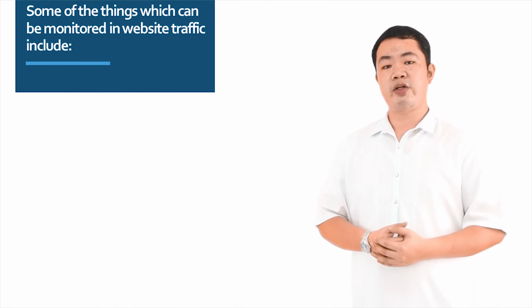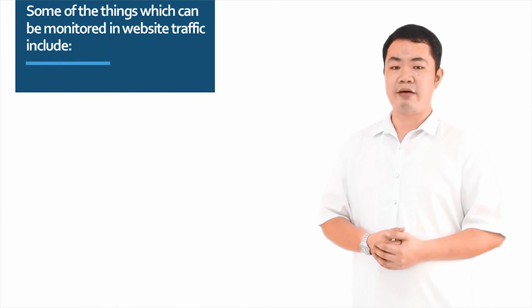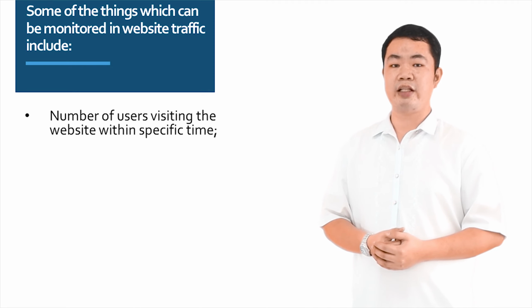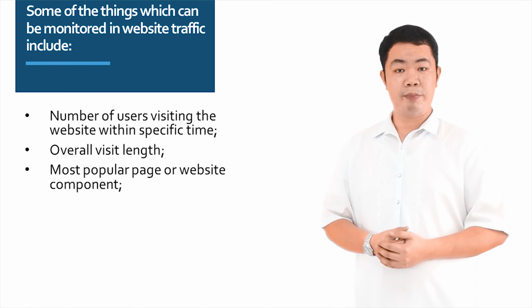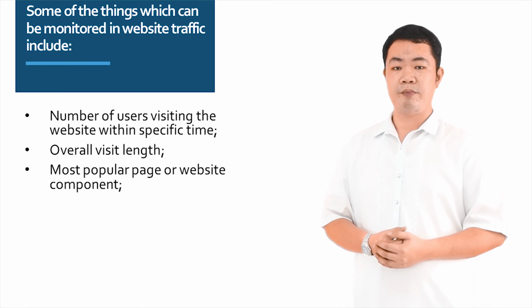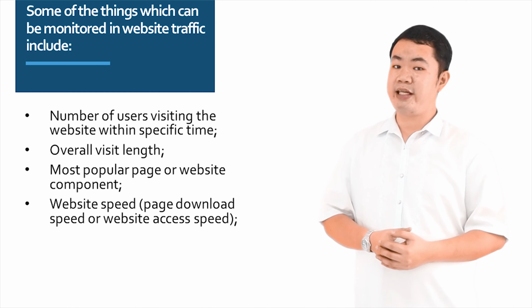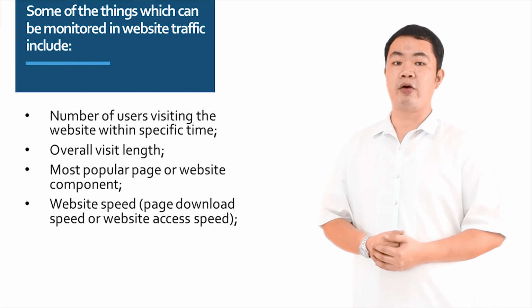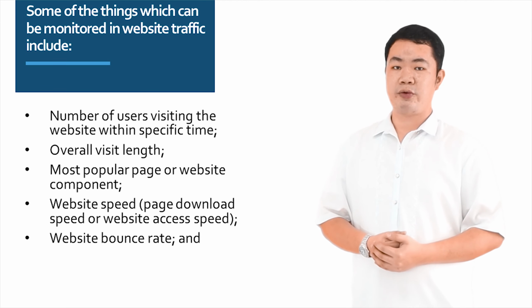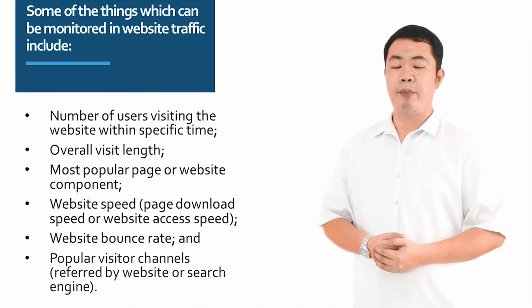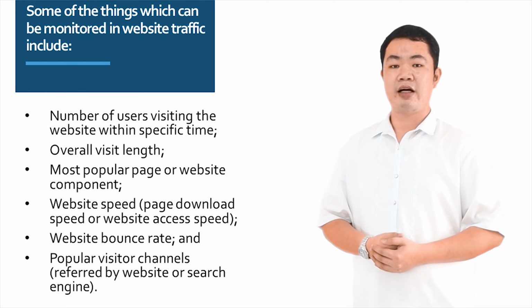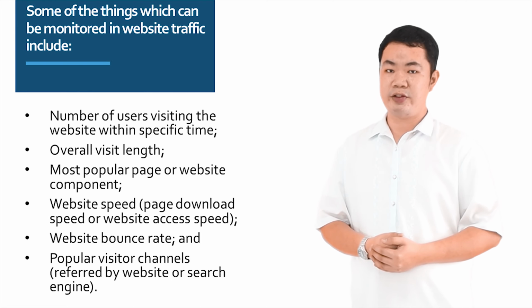Some of the things which can be monitored in website traffic include the number of users visiting the website within a specific time, overall visit length, most popular page or website component, website speed, page download speed or website access speed, website bounce rate, and popular visitor channels, referred by website or search engine.